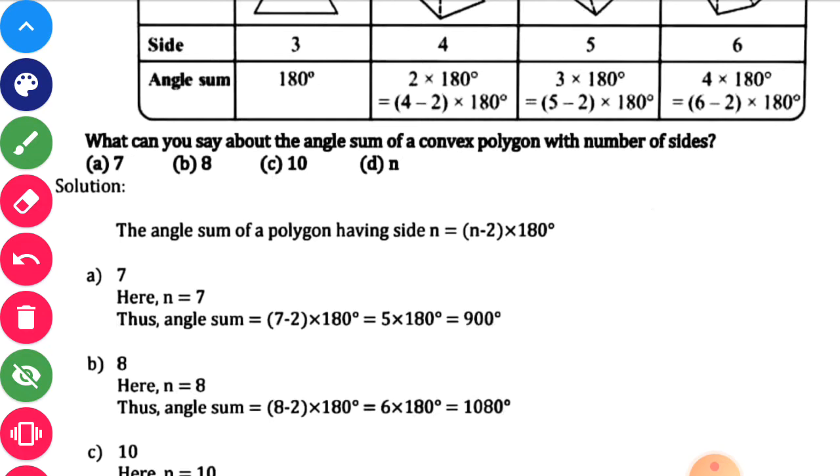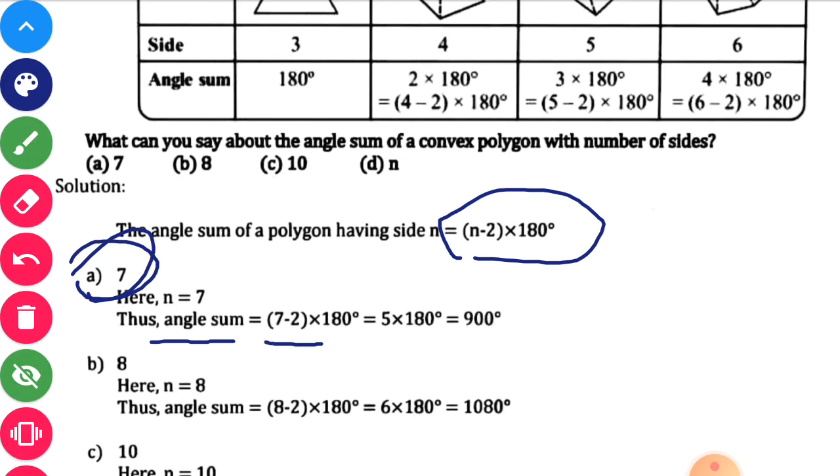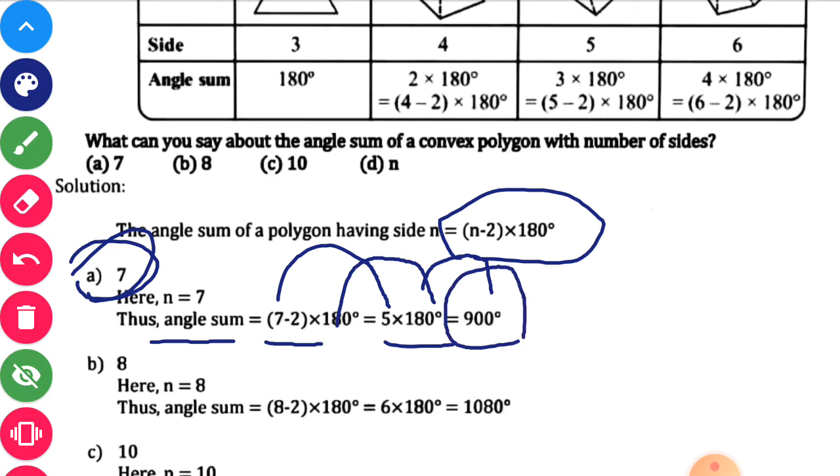First one, n is equal to 7. That is the number of sides, and the number of sides we are saying is n. Thus angle sum is equal to (n minus 2) into 180 degrees, where n is equal to 7. So here you can write 7 minus 2 into 180 degrees. 7 minus 2 is equal to 5, and 180 degrees. So 5 times 180 is 900. So it is 900 degrees. So when the number of sides is 7, the angle sum will be 900 degrees. Sum of all angles, not only one.